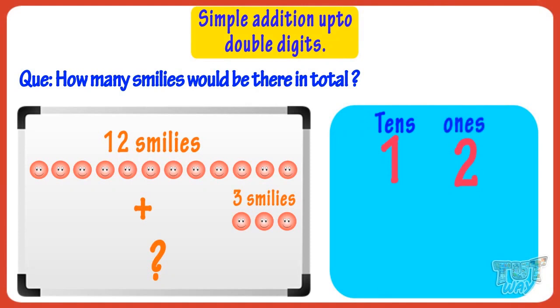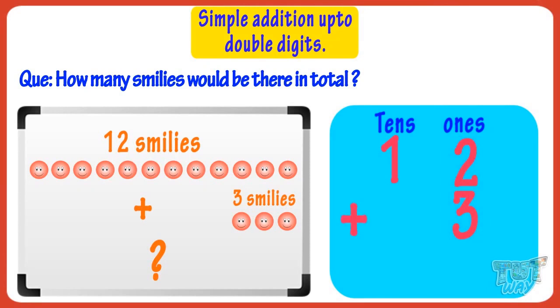Now, take the other number. That is 3. 3 is in ones place. So write it below 2. Good! Now you have to add them.